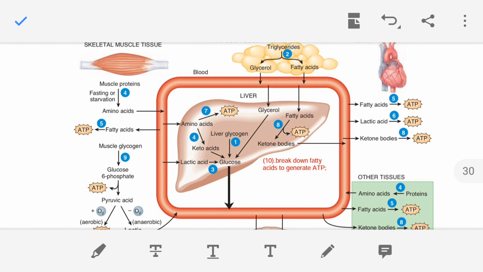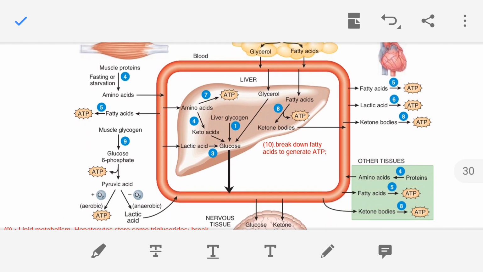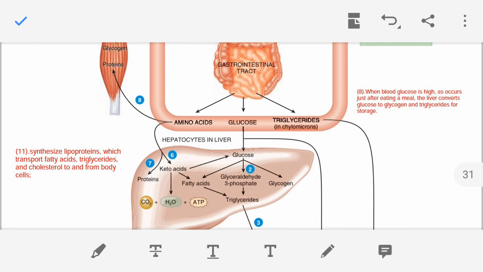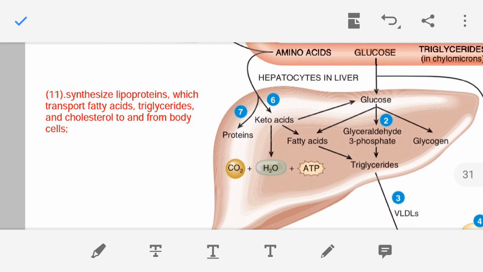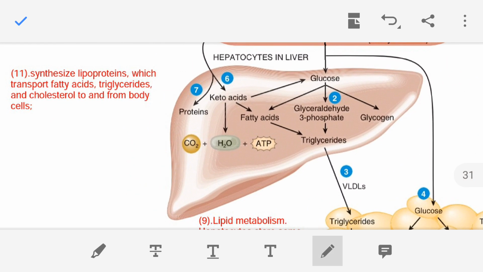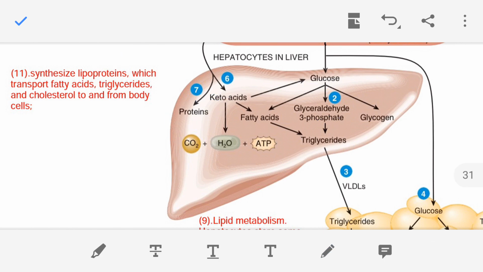Now moving on to the 11th point of our discussion. Now we have learned that in the liver proteins are formed. In the liver triglycerides are formed and stored. Triglyceride means lipid. This triglyceride combines with lipoprotein. So lipoproteins are formed in the liver.